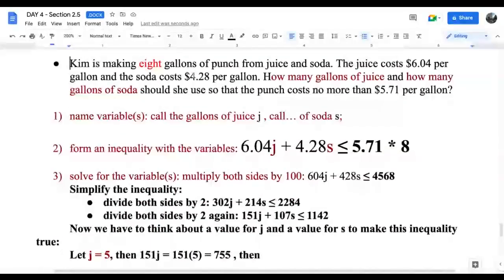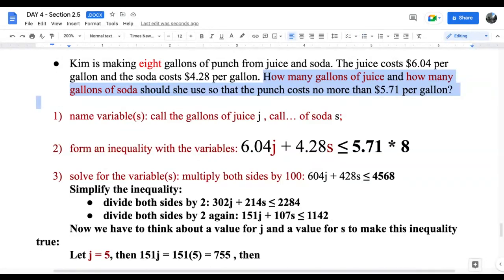Kim is making 8 gallons of punch from juice and soda. Two ingredients, juice and soda. The juice costs $6.04 per gallon, and soda costs $4.28 per gallon. So the question: how many gallons of juice and how many gallons of soda should she use so the punch costs no more than $5.71 per gallon?